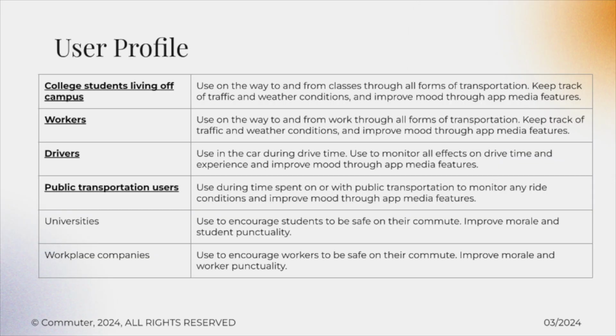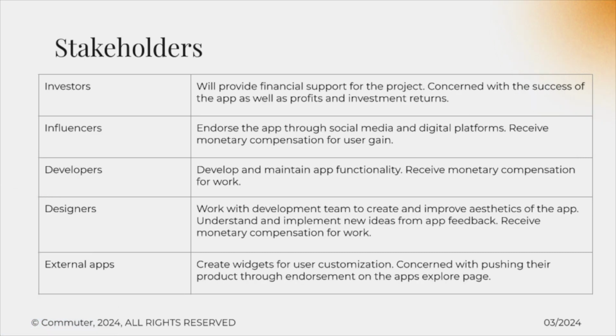This slide contains a breakdown of our user profile. Our primary users are going to be college students living off campus, workers, drivers, and those who use public transportation. Our secondary users are universities and workplace companies. As for stakeholders, we believe that our main stakeholders are investors, influencers, developers, designers, and external apps, all of which have their own needs and roles to play in the project.